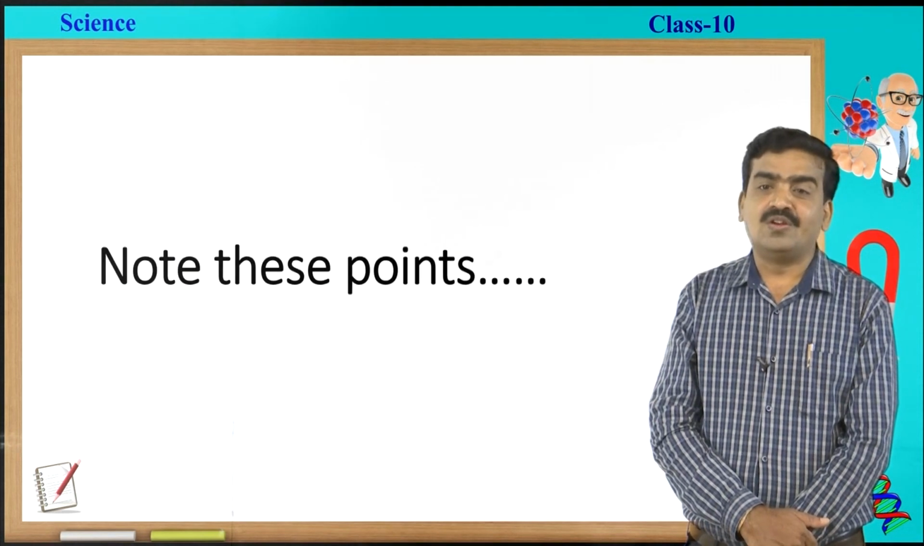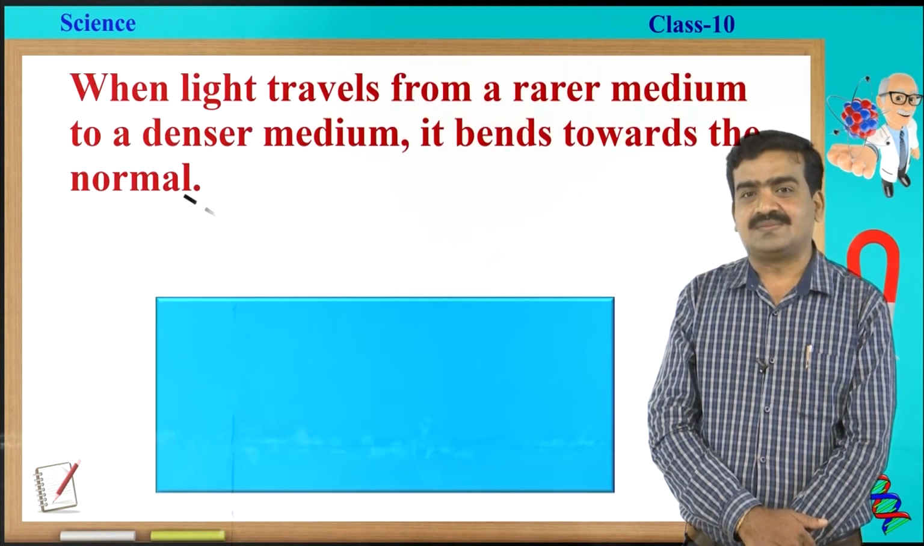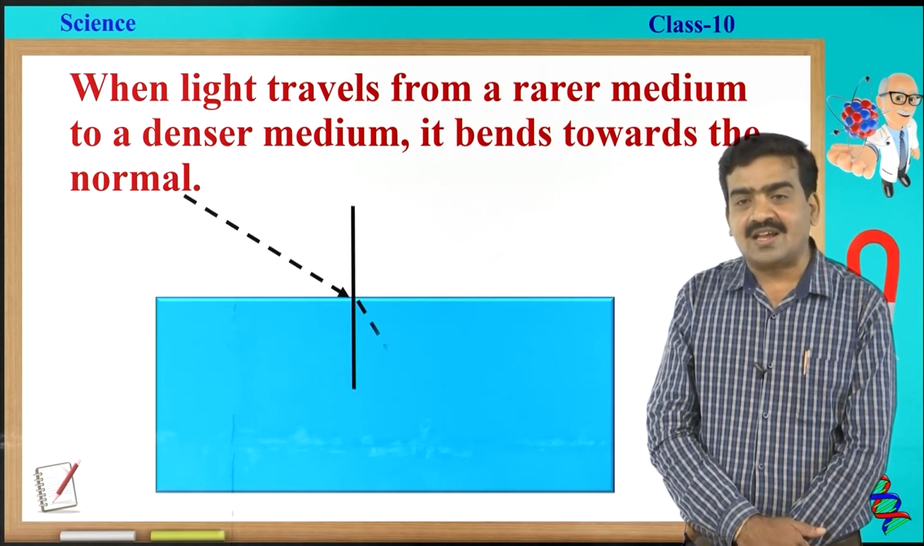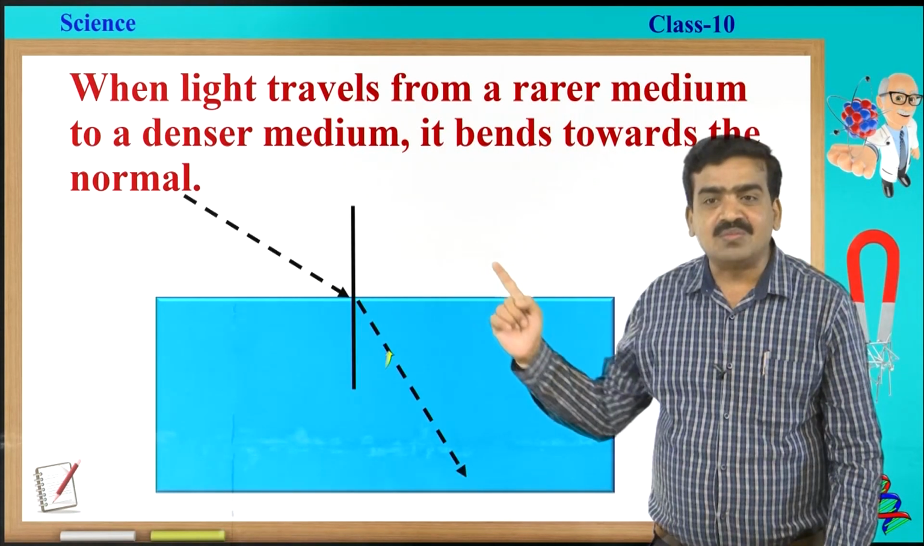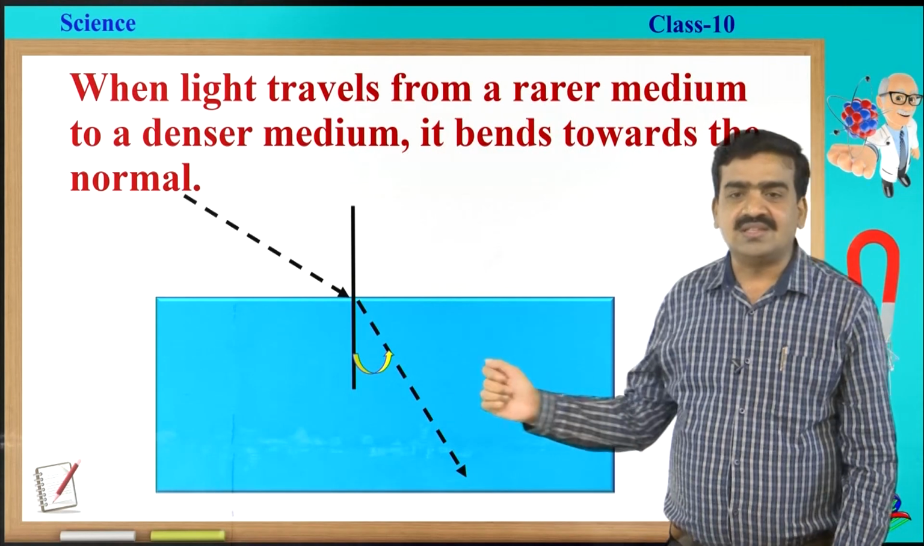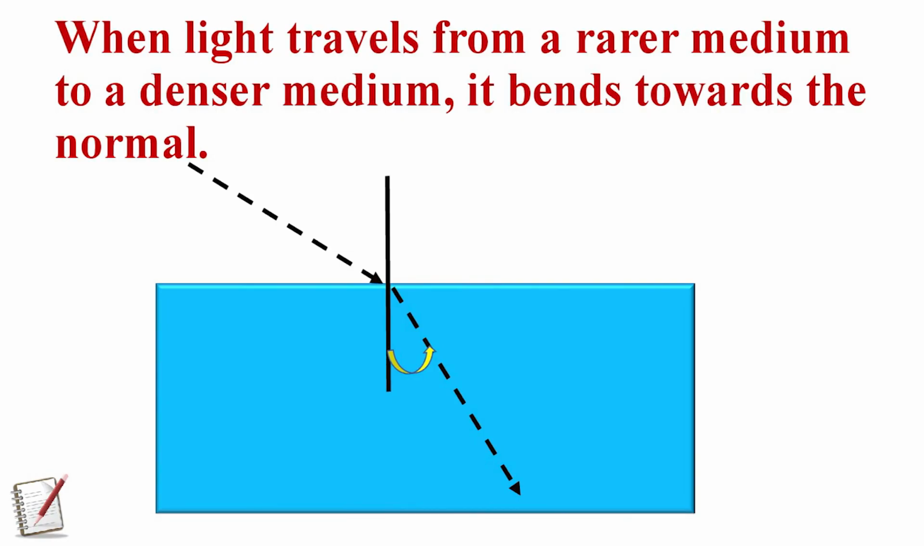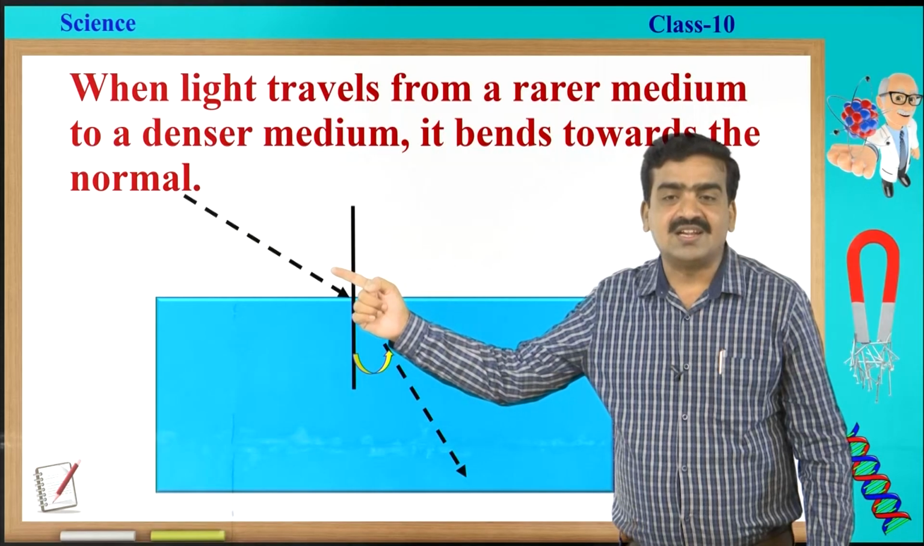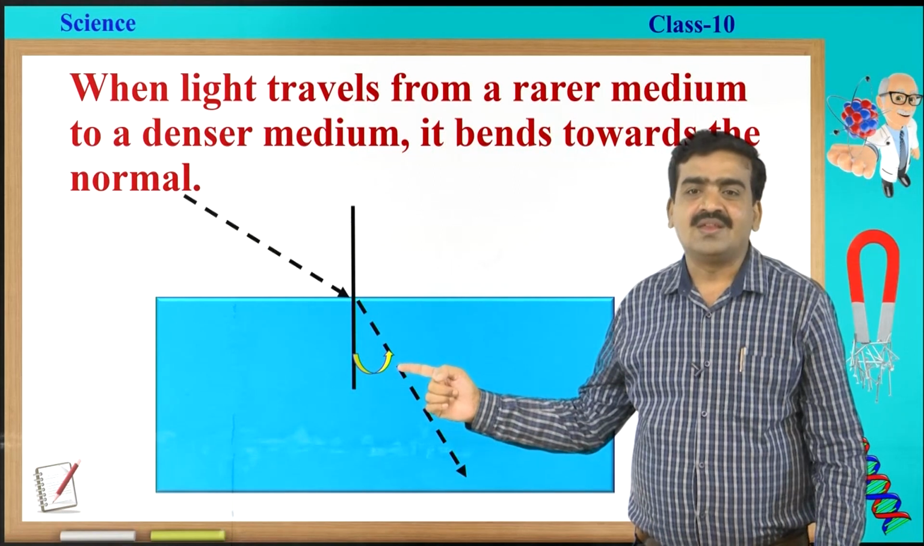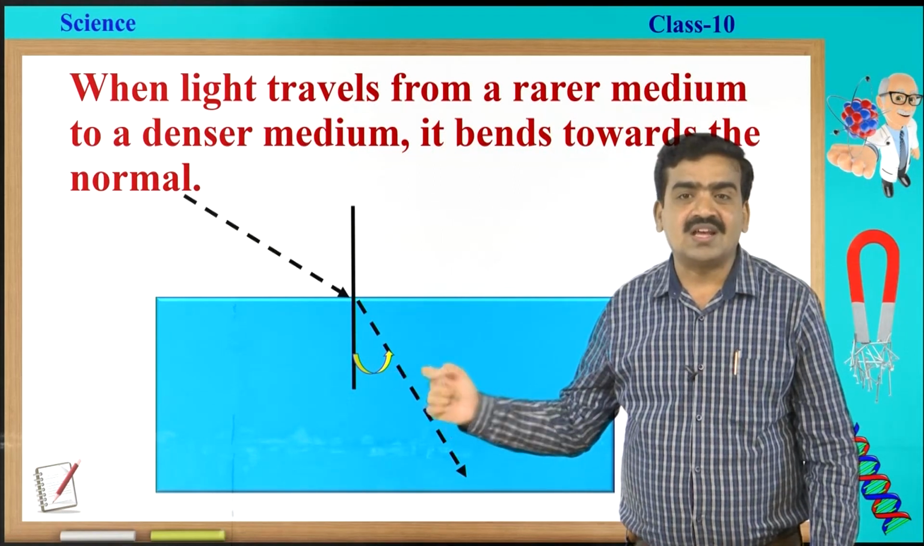Now, note these points, my dears. When a ray of light travels from air medium to glass medium, see the nature of the refracted ray. If you compare the incident ray with the refracted ray, it is bent towards the normal.